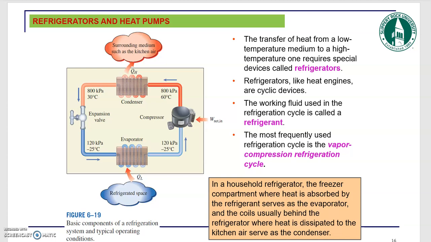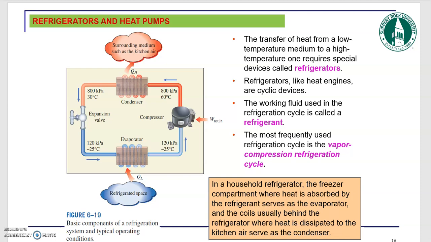So remember we talked about this. The heat can be transferred from a high temperature source to a low temperature area automatically, right? You don't need to do any work or anything. This process is automatic. But if you want to transfer heat from a low temperature medium to a high temperature one, then you need some special device. One of those devices is a refrigerator, right? So how does it work?